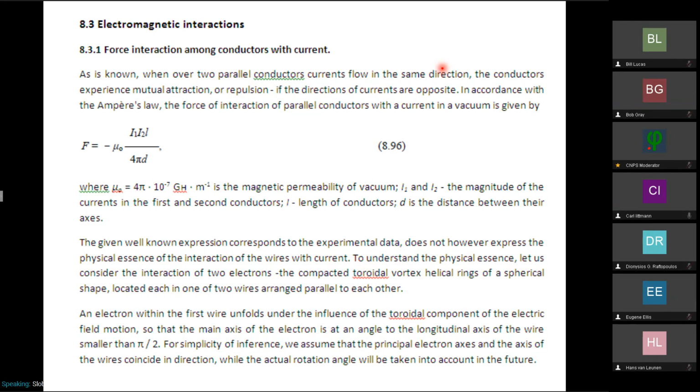When we talk about the interaction between two conductors that are situated parallel to each other, and we have this kind of, was it Ampere's law?